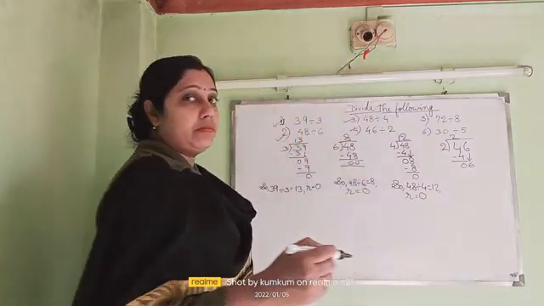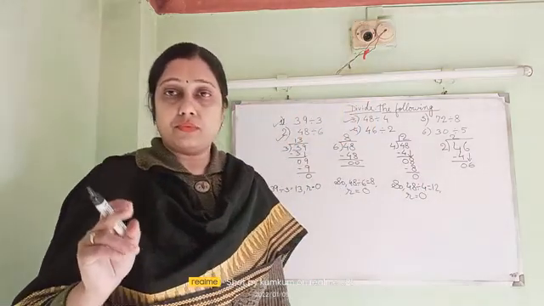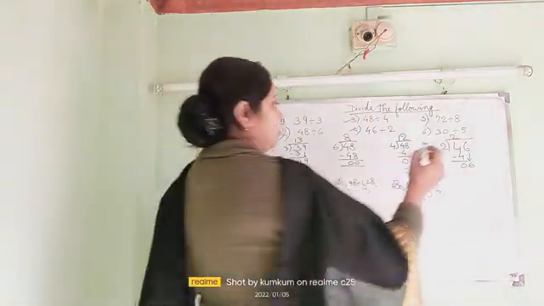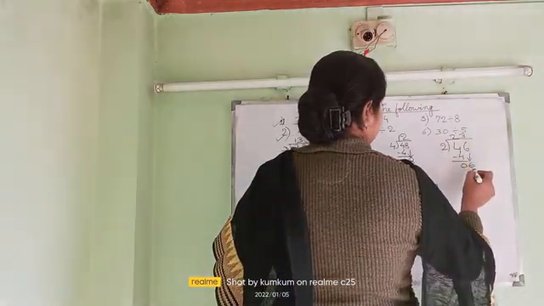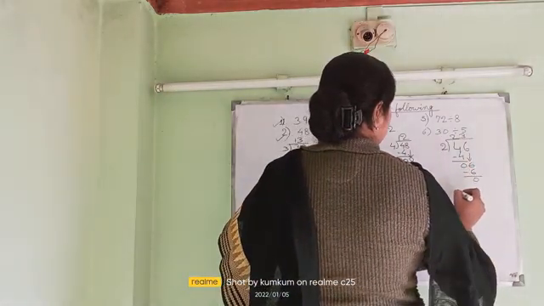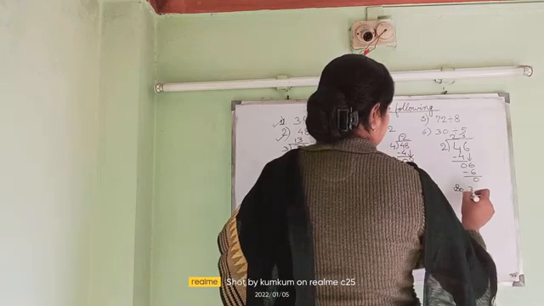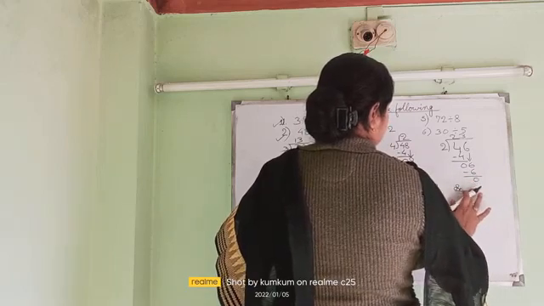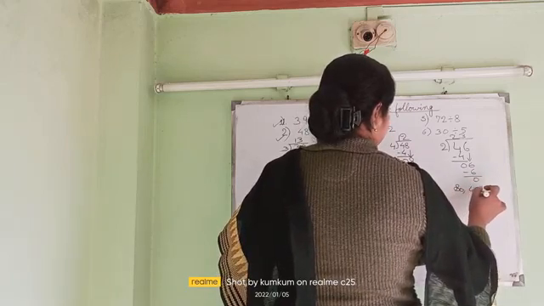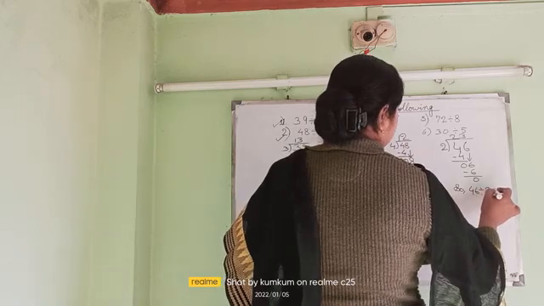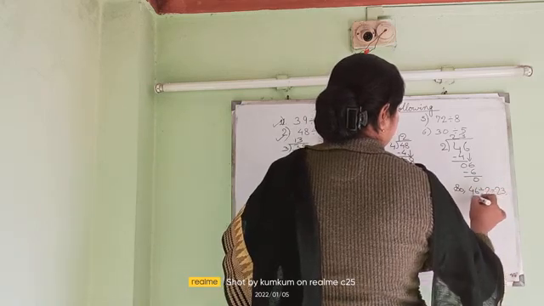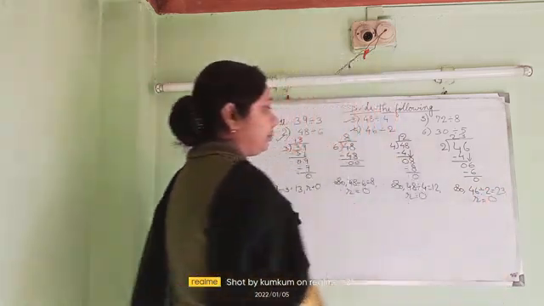We will read the table of 2. 2 ones are 2, 2 twos are 4, 2 threes are 6. So I am going to write here 3, 2 threes are 6. So 46 divided by 2 equal to 23 and R equal to 0.